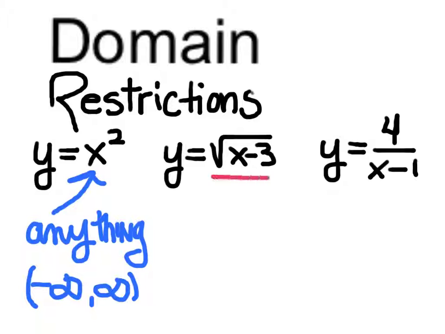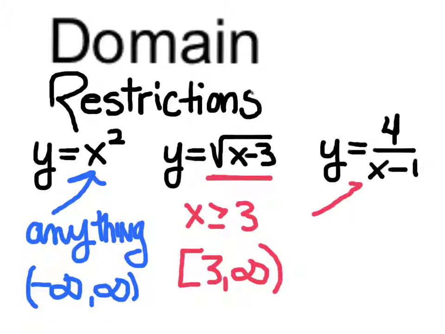But when you look right here, you know you can't take the square root of a negative number. That comes out complex. So the restrictions here would be x has to be greater than or equal to 3, because if x were 2, you'd have a negative number. So this domain starts at 3 and goes to infinity.